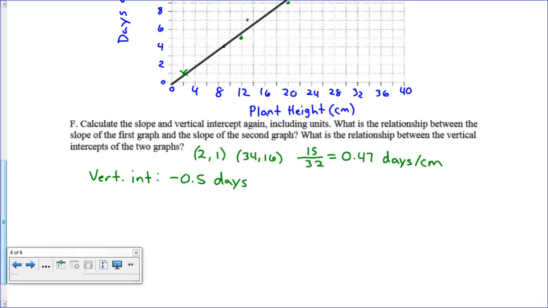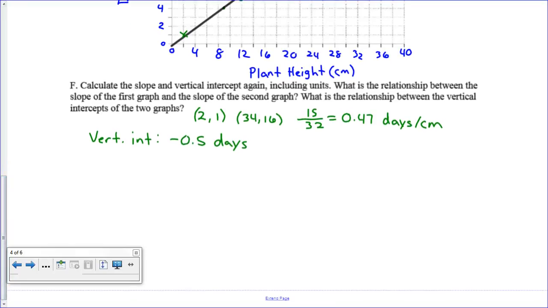Now it asks, what's the relationship between the slope of the first and second graph, and what's the relationship between the intercepts? Well, the slopes are reciprocals of one another because we have days per centimeter versus centimeters per day. And the y-intercepts are actually not related at all. One of them is in centimeters, one of them is in days. So one of them means it's the plant height at 0 days, and the other one was the number of days that would have gone by when the plant was at 0 height. The intercepts aren't really related, but the slopes are reciprocals of one another.